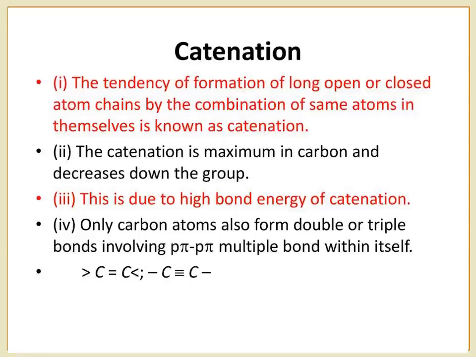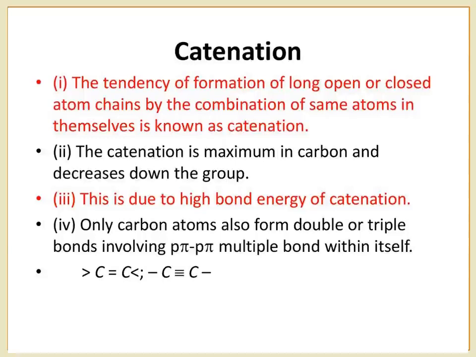Catenation has 4 important conditions. The first one is the valency of the element, the valency in the last shell: the valency of the element is greater than or equal to 2. Second, the element should have the ability to bond with itself, so carbon is bonding with carbon itself. Third, the self bond must be as strong as its bond with other elements.